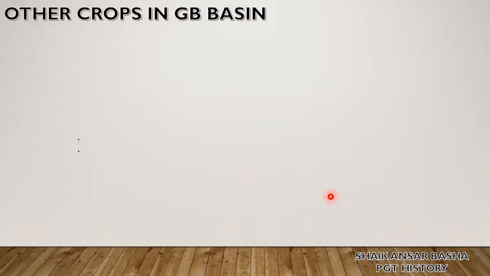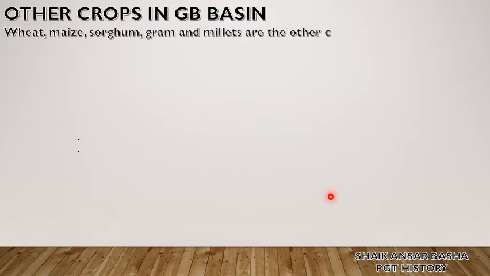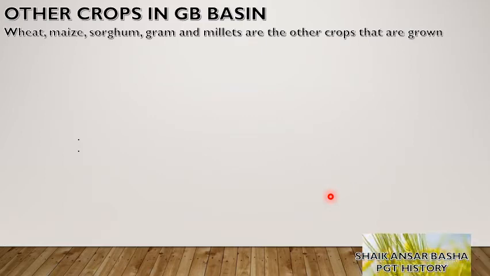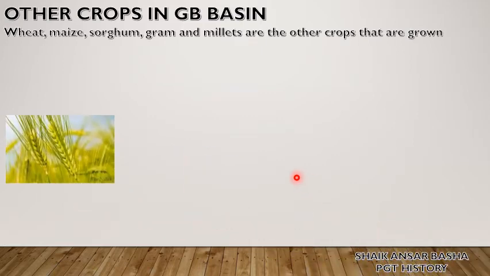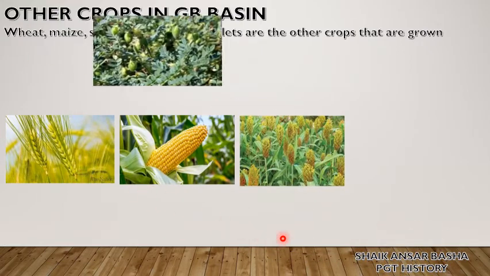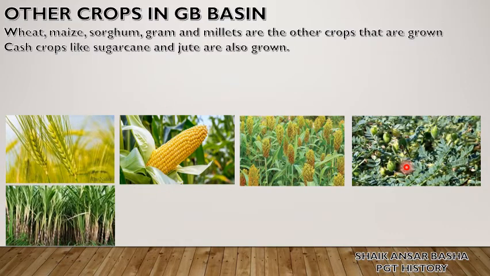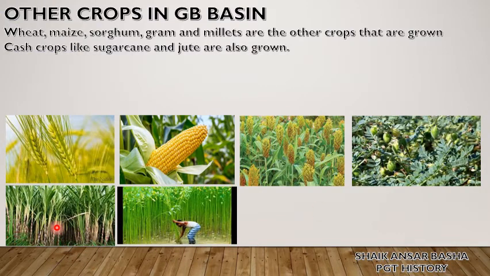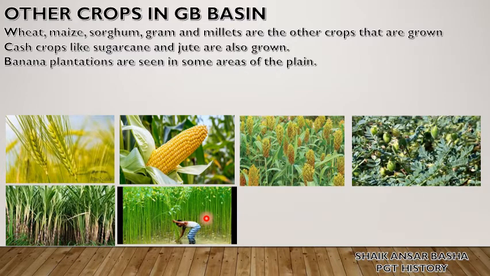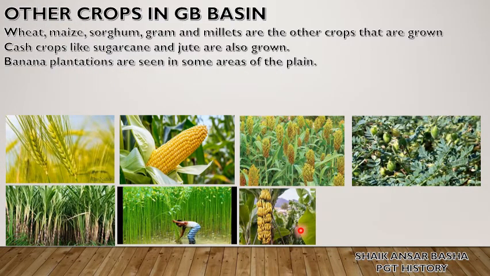Other crops in the Ganga Brahmaputra basin. Wheat, maize, sorghum, gram, and millets are the other crops that are grown in the Ganga Brahmaputra basin. This is wheat, this is sorghum, and this is maize and sorghum, and then we have here the gram. Cash crops like sugarcane and jute are also grown here. This is sugarcane, this is jute. Banana plantations are seen in some areas of the plain also. Banana plantation we can also find here in this Ganga Brahmaputra basin.